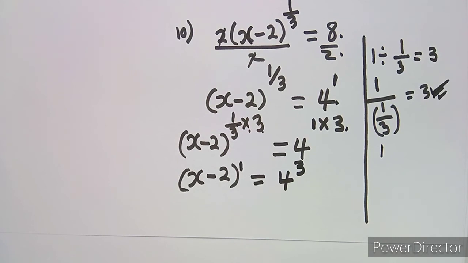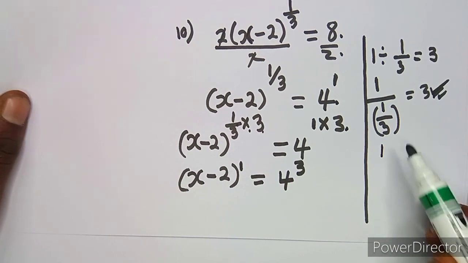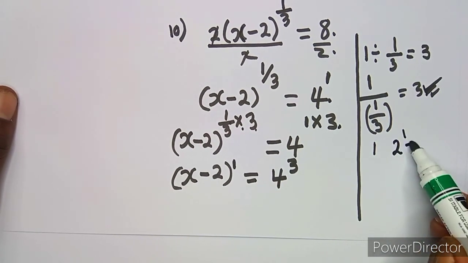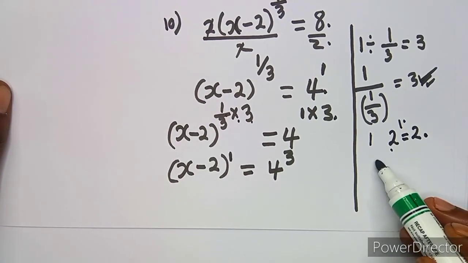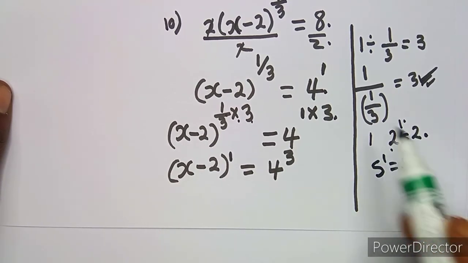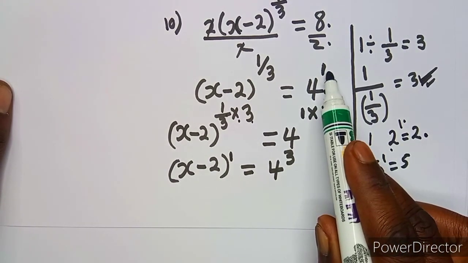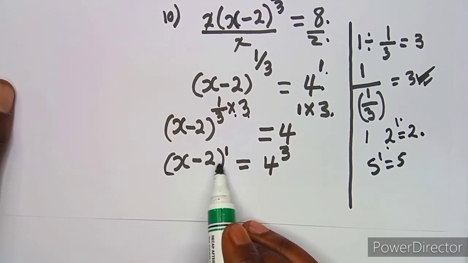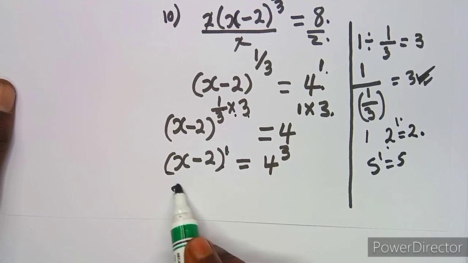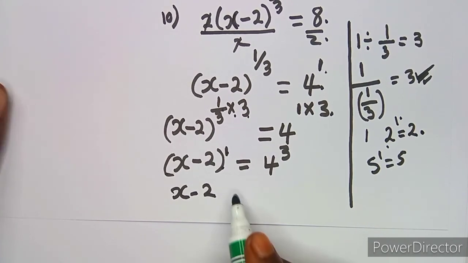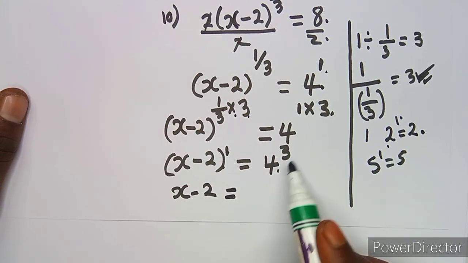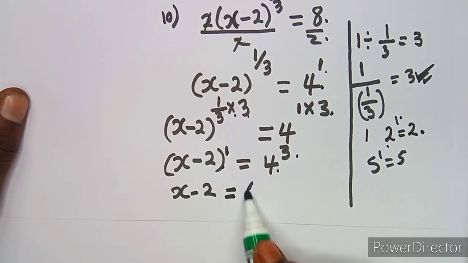All right, then what can I do now? Because I'm given x minus 2 to the exponent of 1. Remember, guys, I always say any number to the exponent of 1 remains as it is. 2 to the exponent of 1 is 2. 5 to the exponent of 1 is 5. Just like this 4, it was 4, but we wrote it as 4 to the exponent of 1. This bracket to the exponent of 1 is just the same as x minus 2. There is nothing there, it's just going to remain as x minus 2 because it's to the exponent of what? Of 1.